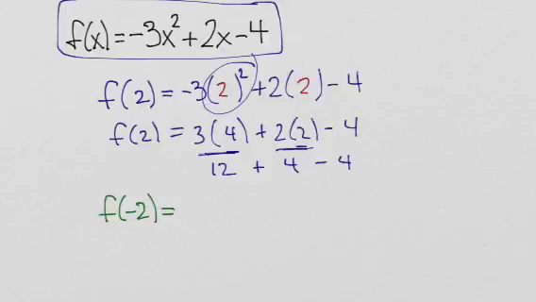And then in the end, I want to write my answer in function notation. F of 2 equals 12 plus 4 minus 4, which equals 12. There's the first answer. You would do the same thing on the second one, except this time you would plug in a negative 2 in every single spot where there used to be an x.